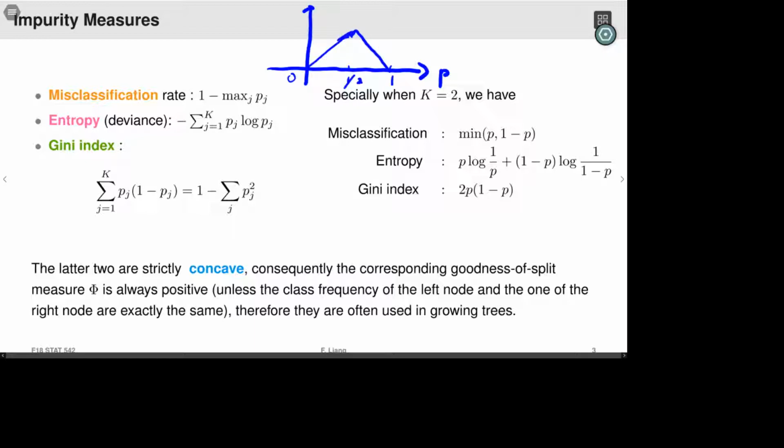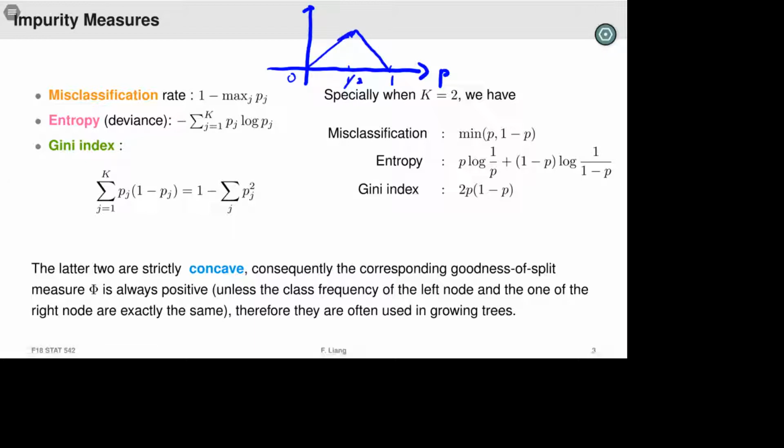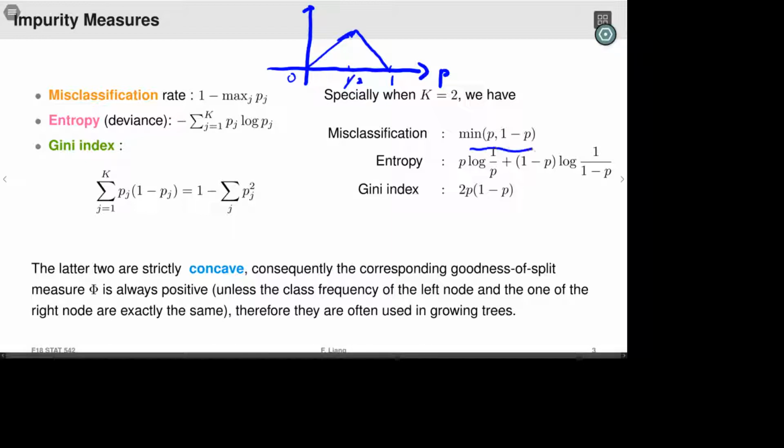Right? It's just like a tent. And the height is a half, because remember, it's a minimum of P and 1 minus P, because this is a misclassification rate. Okay?